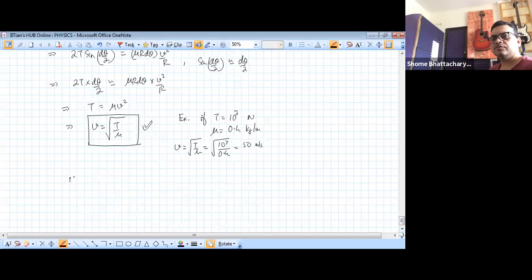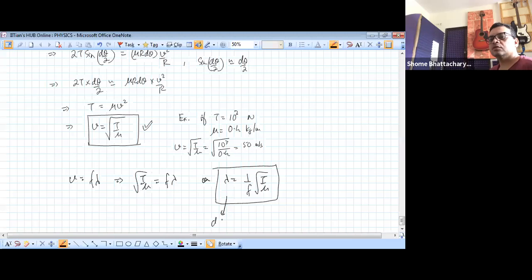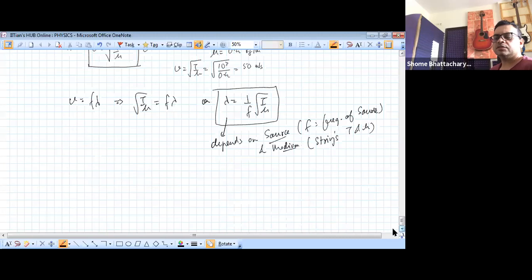So we can also express this relation v = fλ now as square root of T by μ is equal to frequency into λ, or λ is equal to 1 by f square root of T by μ. So that is how you can see λ depends on both the properties of the source, that is the frequency of the source, which is a simple harmonic oscillator or whatever, and the medium, that is the string's tension and linear mass density. So this depends on both these things, source and medium. So it's like a self-adjusting quantity, which depends on both of these.